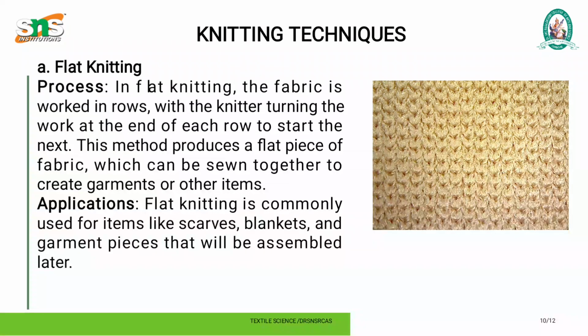Knitting techniques. Flat knitting, the process. In flat knitting, the fabric is worked in rows with the knitter turning the work at the end of each row to start the next. This method produces a flat piece of fabric which can be sewn together to create garments or other items. Application: flat knitting is commonly used for items like scarves, blankets and garment pieces that will be assembled later.